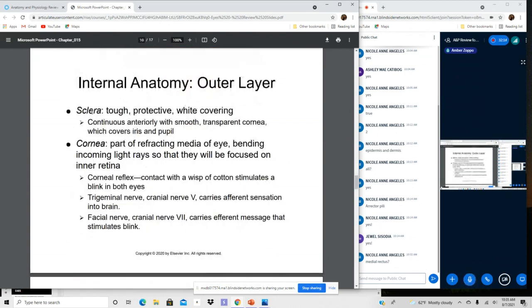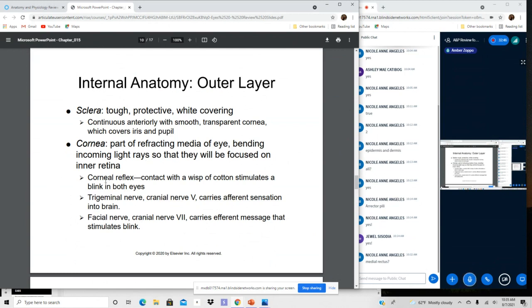The outer layer of the eye, the internal anatomy of the eye, contains the sclera, and it's a tough, protective white covering. It's continuous anteriorly with the smooth, transparent cornea, which covers the iris and the pupil. The cornea is part of the refracting media of the eye. It bends incoming light rays so that they will be focused on the inner retina.